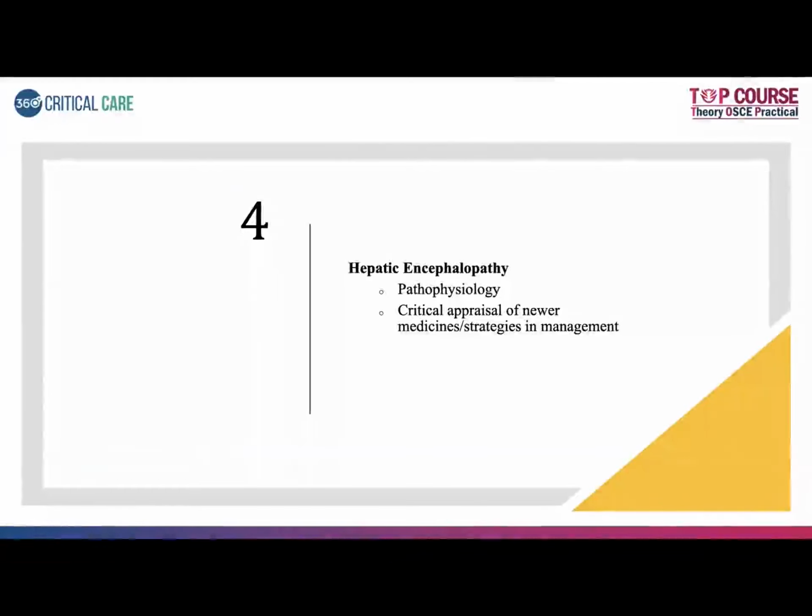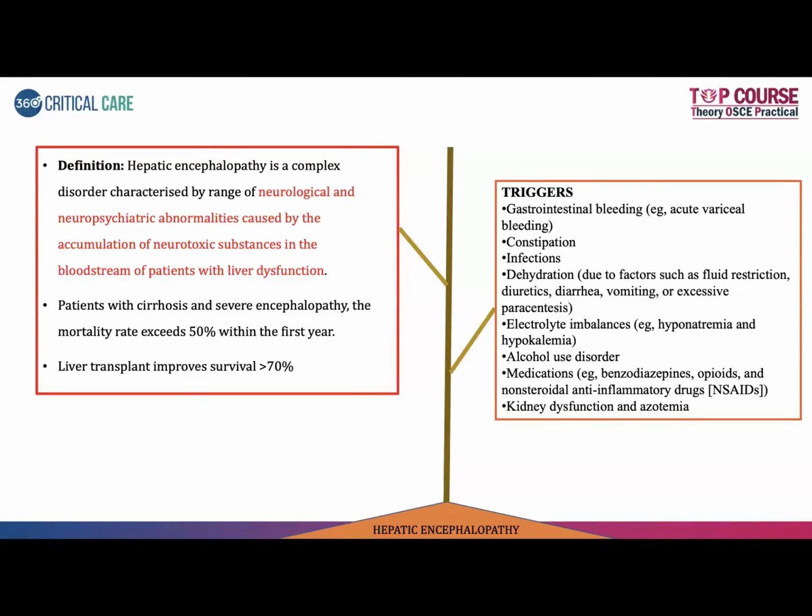So these are very important for practicals also. Hepatic encephalopathy, most commonly asked questions. So we look into first definition. What's the definition of hepatic encephalopathy? It's a neurological and neuropsychiatric abnormality caused by accumulation of neurotoxic substances. It's not just ammonia. So neurotoxic substances in the bloodstream of patients with liver dysfunction.